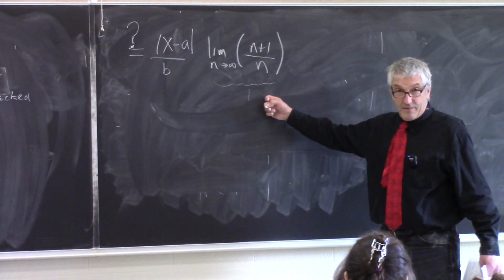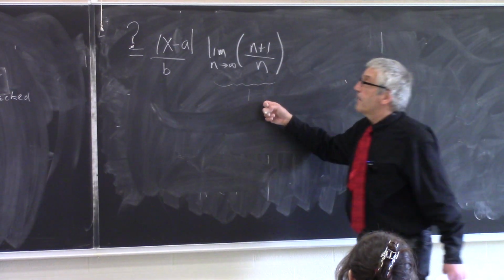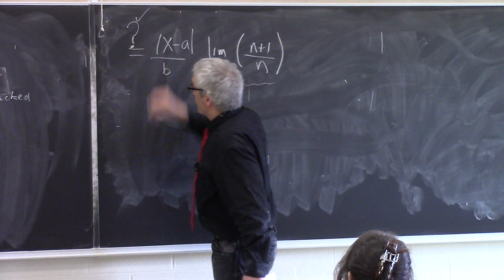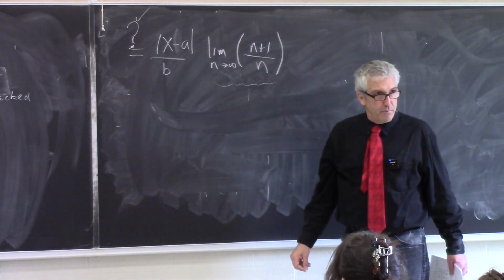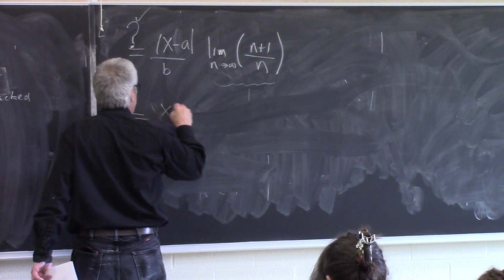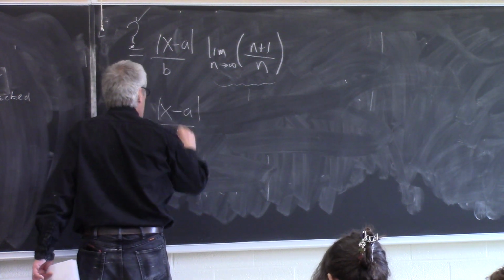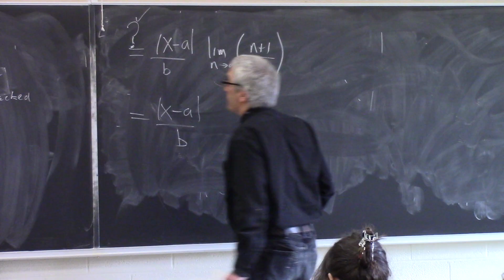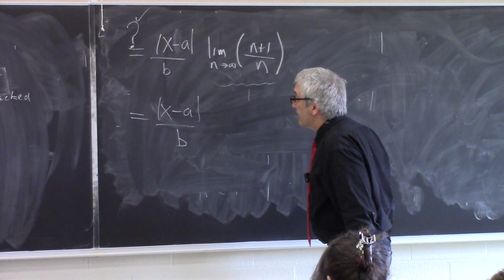Okay, so since this limit does exist and it's a number, we're okay. It was okay to pull out those constants. So this is just the absolute value of x minus a, over b. So the limit of that ratio is that.